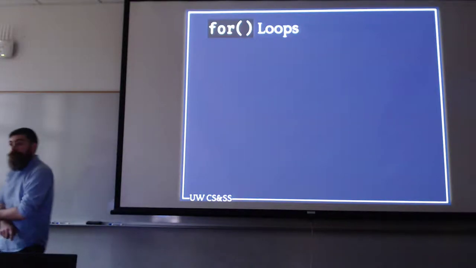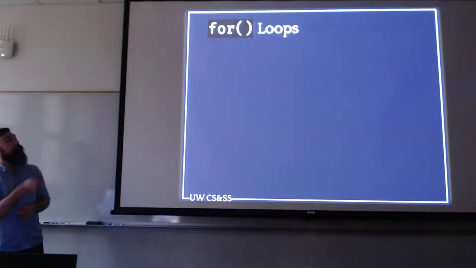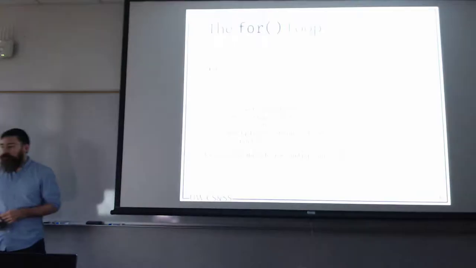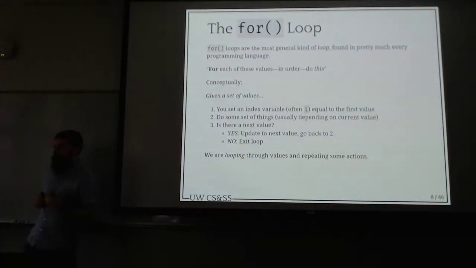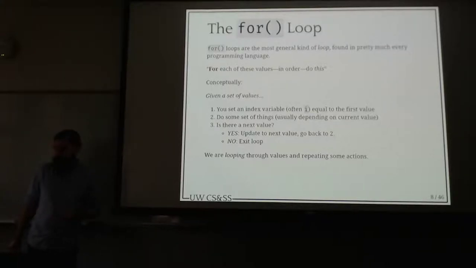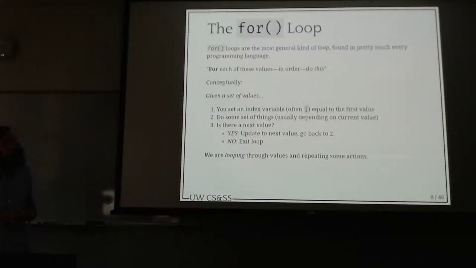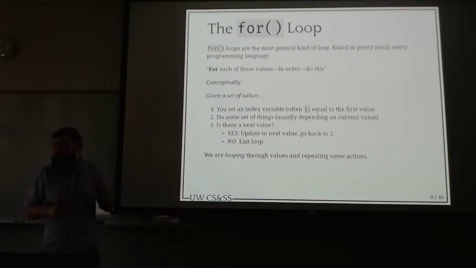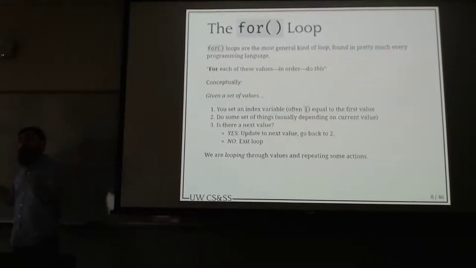Okay. The type of loop most common in repetitive data analysis in R is something called the for loop. The function for it in R is just for. For loops are what I call the most general kind of loop. Every programming language I am aware of has a for loop, other than incredibly early 1950s, 60s programming languages. A for loop should be thought of as: for each of these values you give to the loop, in order through those values, do something.